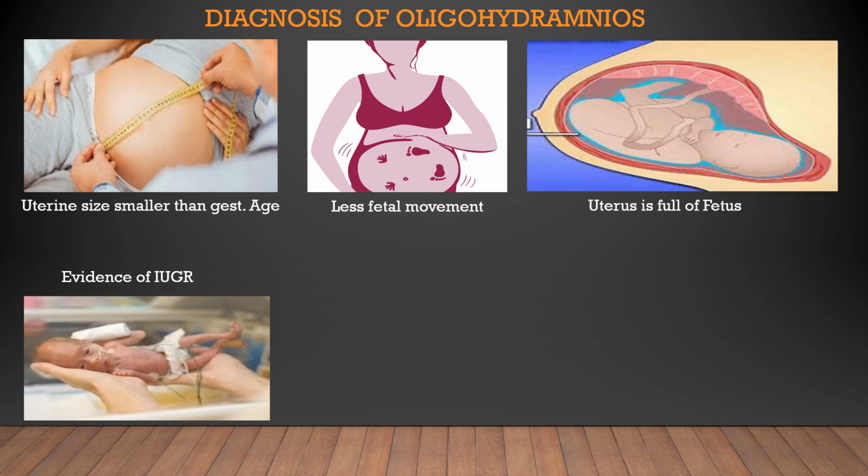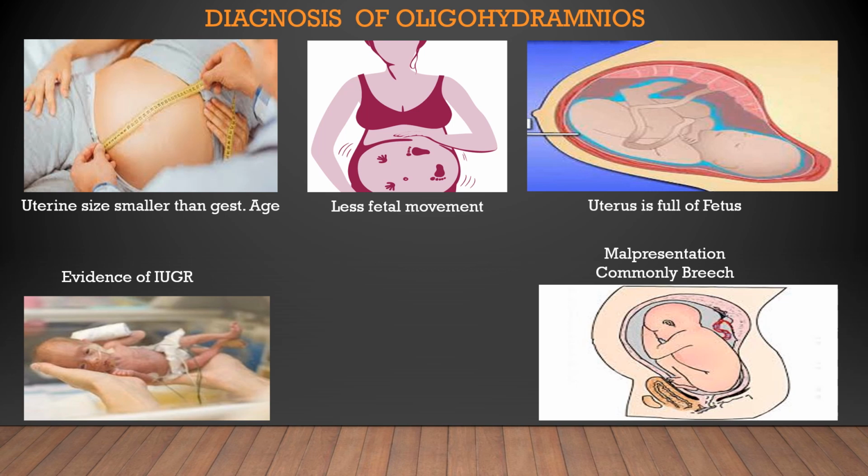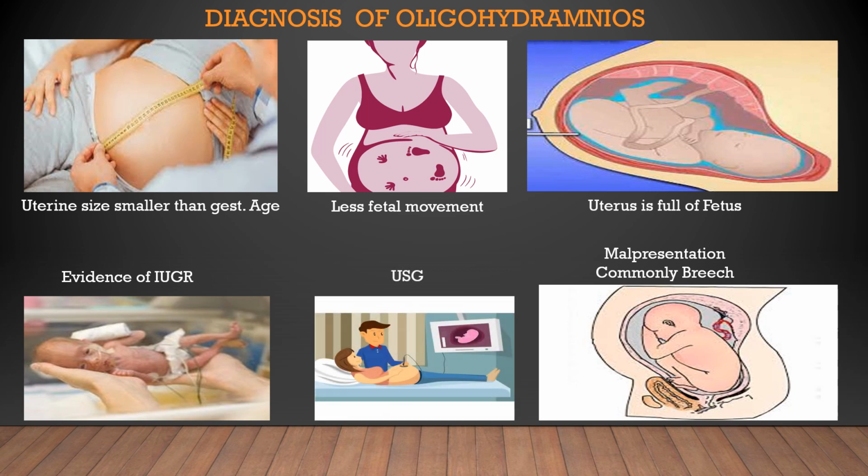Next, evidence of IUGR. Because of uteroplacental insufficiency, there will be a problem with the exchange of nutrients or whatever it may be. There will be less, so the chances of IUGR will be there. Next is malpresentation. Because the amniotic fluid is less, the baby cannot move in the womb, so there is a chance of malpresentation. And last is USG. Through USG we will come to know the AFI, and we will confirm the diagnosis.